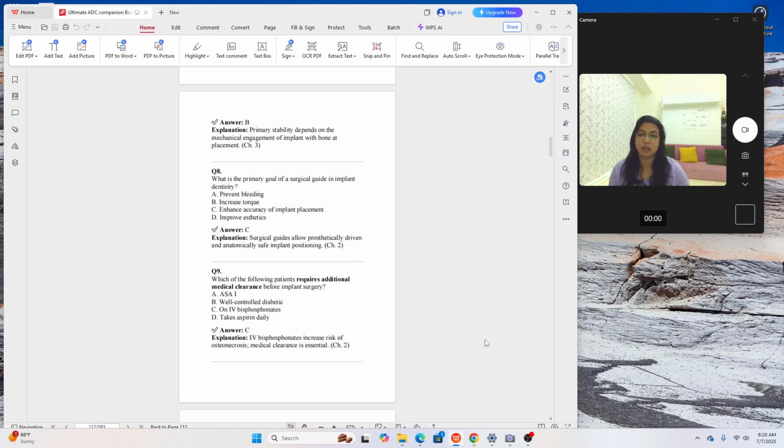Increase torque. Well, yes, it does give you better efficiency in placing the implant. So you do get to place the implant with a good torque, but of course you cannot make it too tight. Torquing is basically a screwing motion. You cannot be too tight, you cannot be too loose, but it does increase your efficiency in screwing the implant properly. But the primary goal is to enhance accuracy of implant placement.